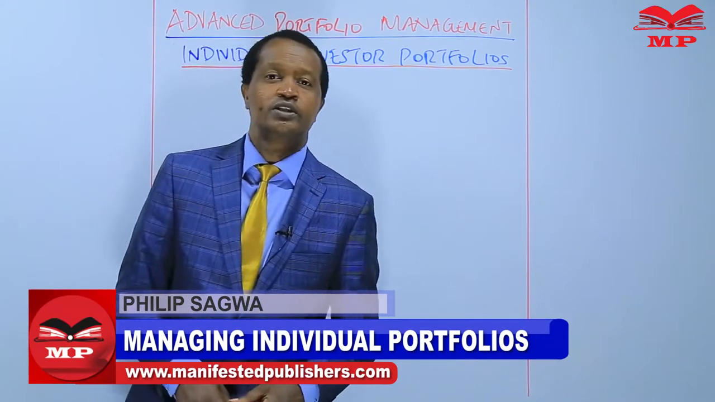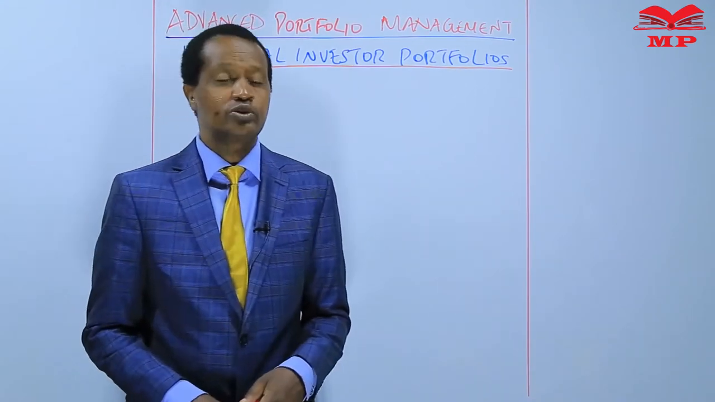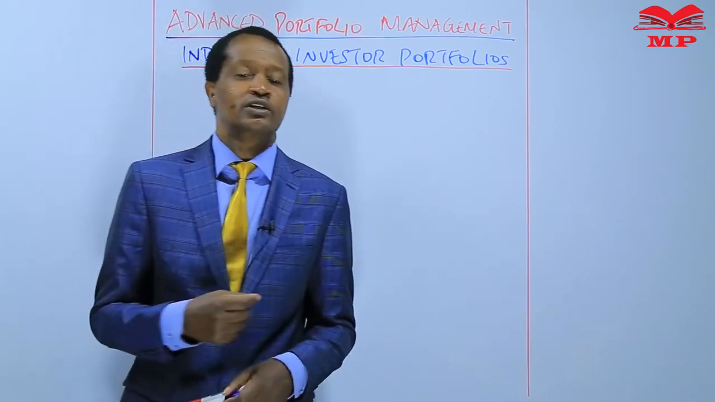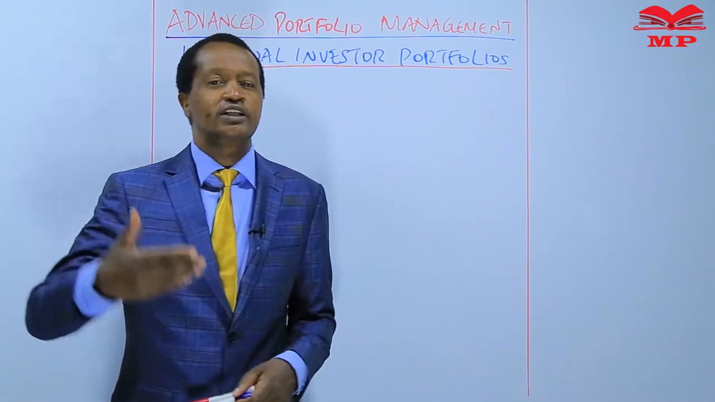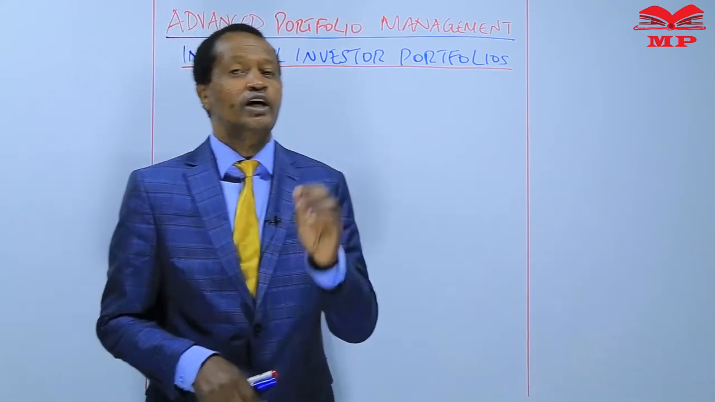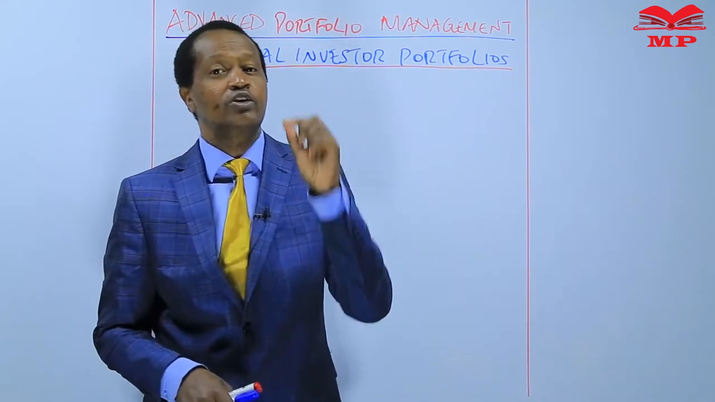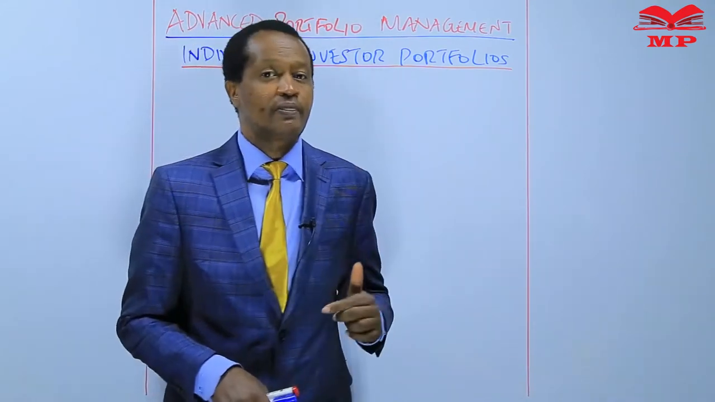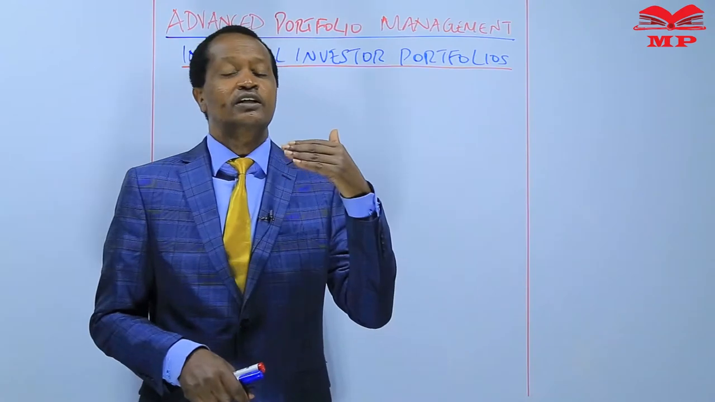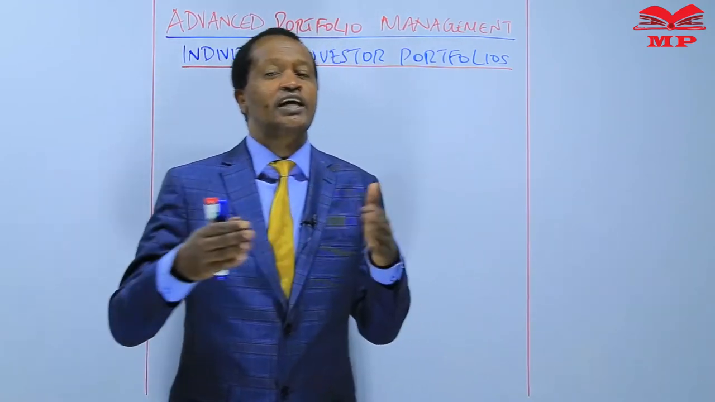We're still on the first topic, which is managing individual portfolios and institutional investors. In our last session, we began on a section known as investor characteristics. We saw that before an investment policy statement is developed by a manager, the investment advisor or manager has to understand the investor. And for the investment advisor to understand an investor, that investment manager has to study the investor's characteristics.